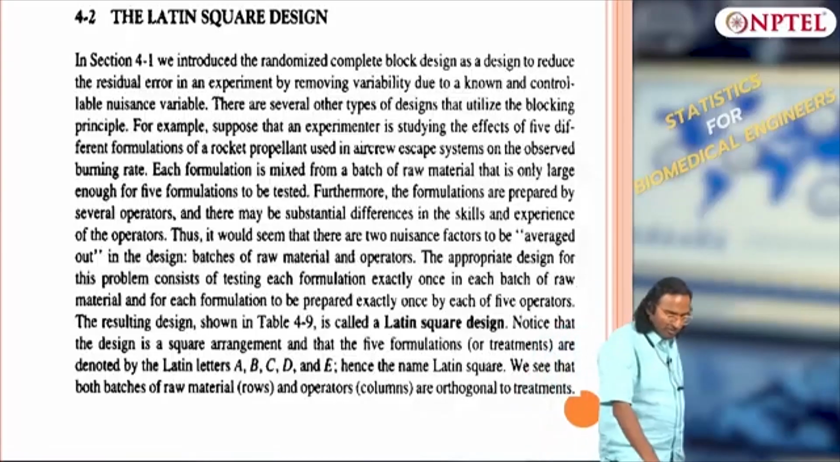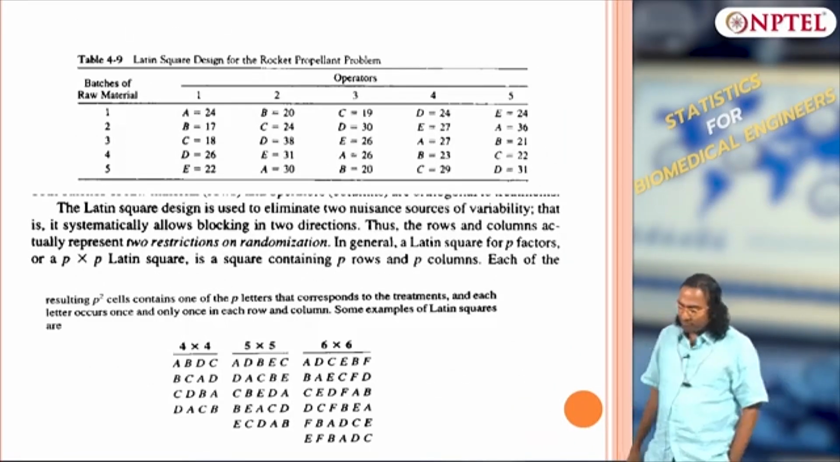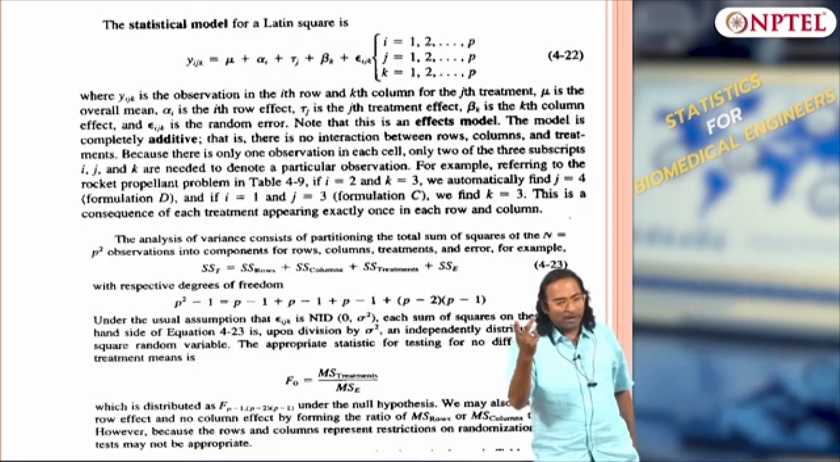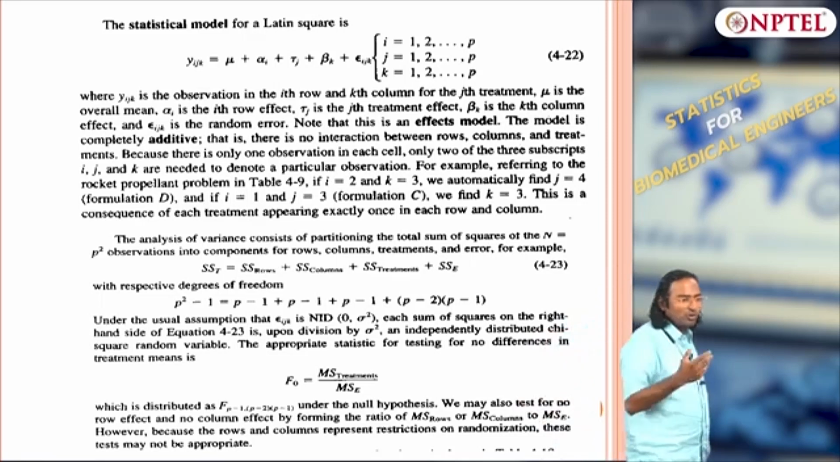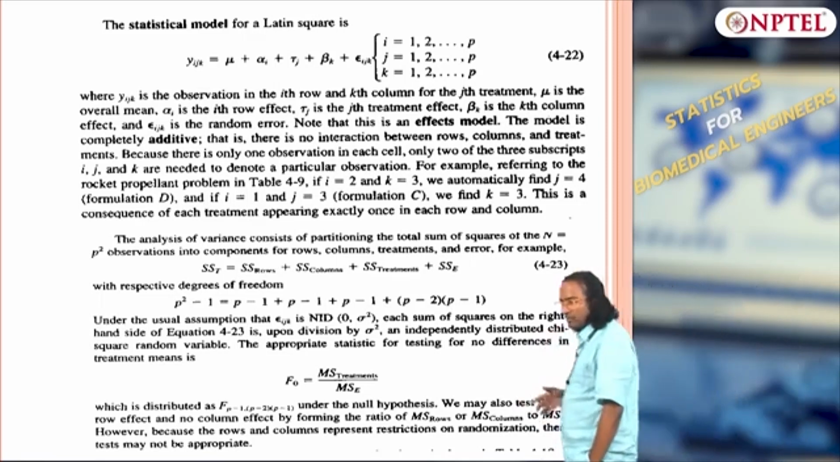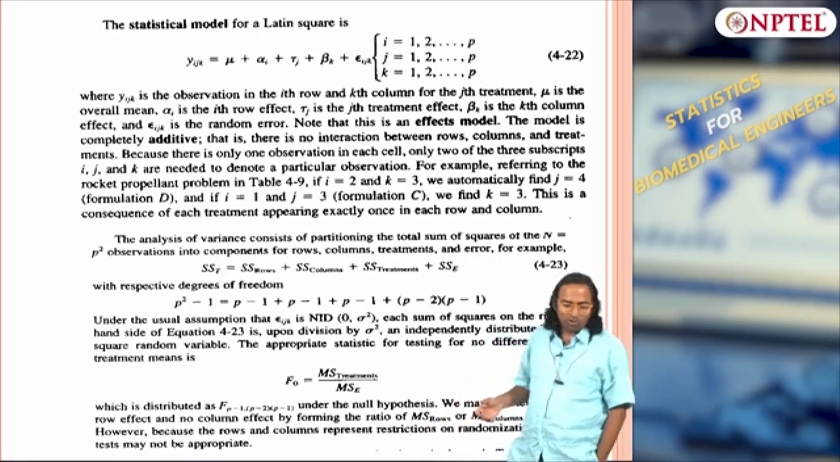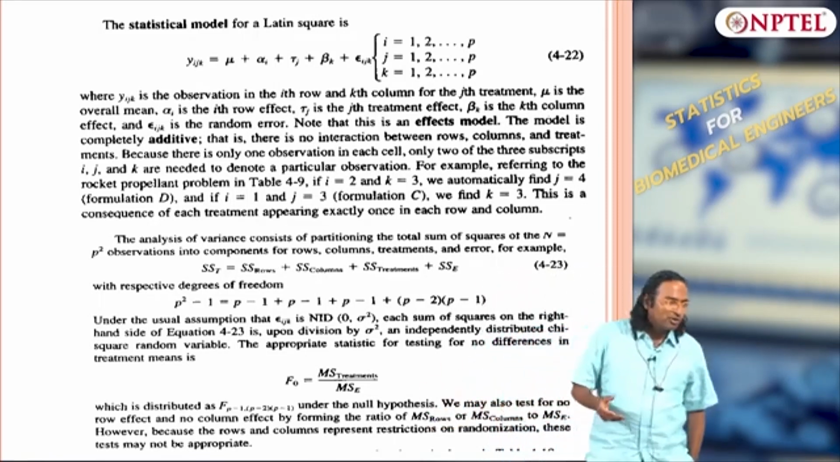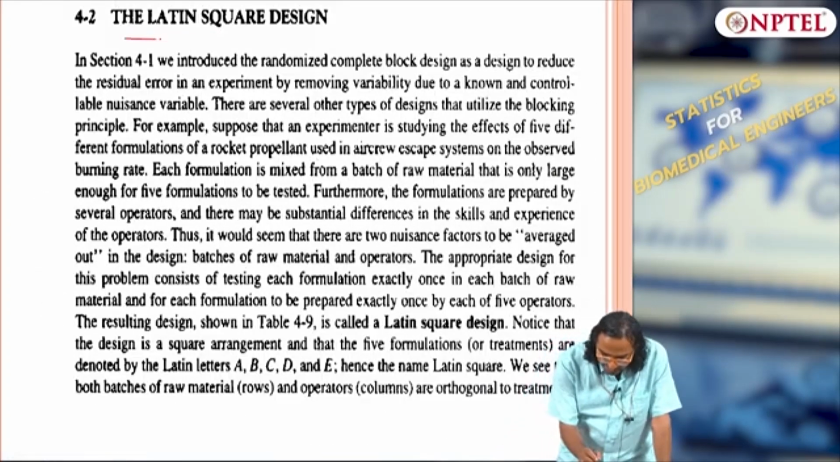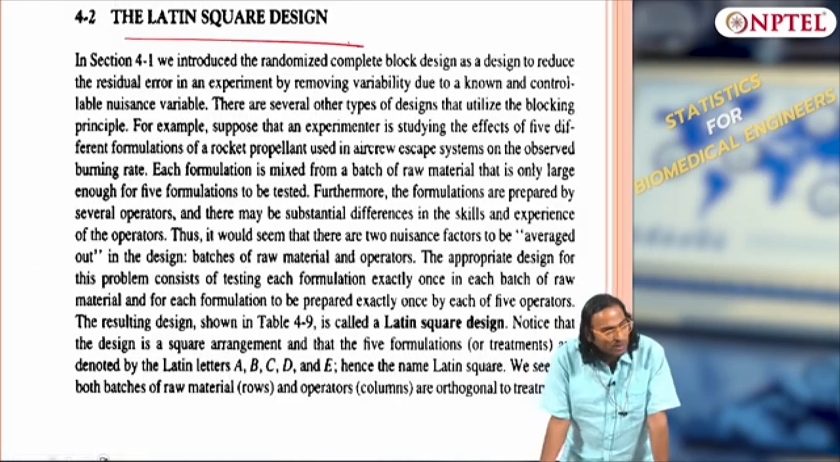So now the natural way we extend, before we get into interaction, is to 2 nuisance factors instead of 1 nuisance factor. We can do it for n nuisance factors, we will talk about it. We do what is called a Latin square design. This is called a Latin square design.